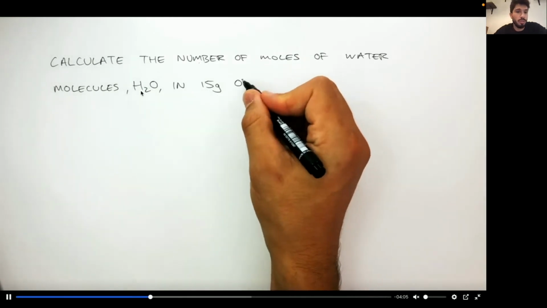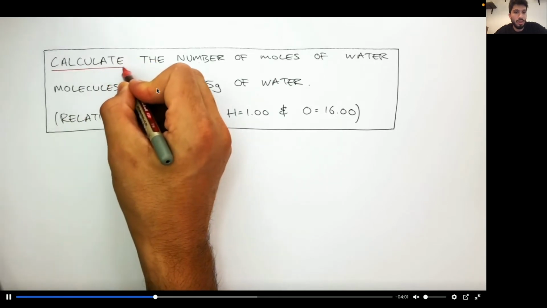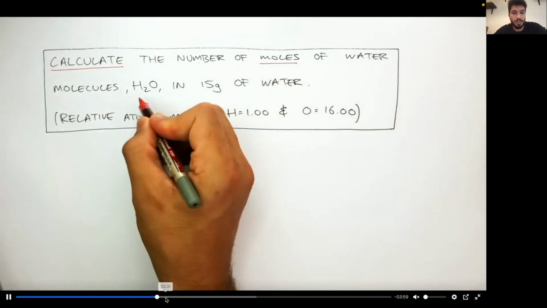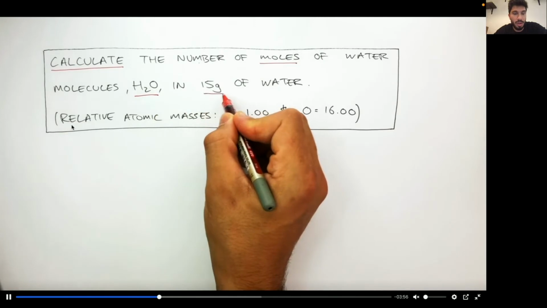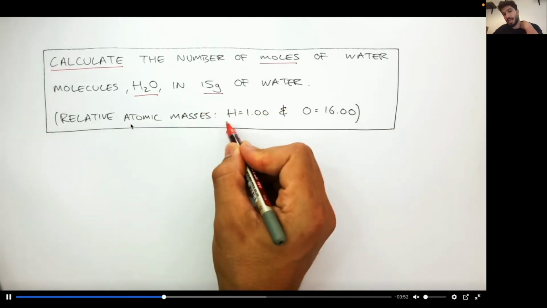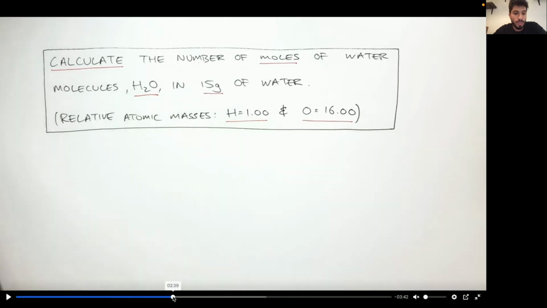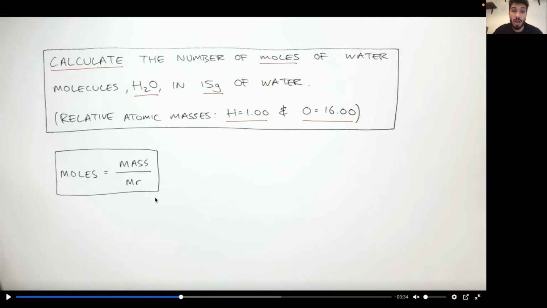And we're dealing with water molecules, H2O. Have we been given the Mr of water? No. We've been given the relative atomic masses. As we can see down here, we've been given the relative atomic masses. We have not been given the relative formula mass, but we have been given the mass in grams. So the first thing we always do is write down the equation. Moles equals mass over Mr. Number one, whether it's biology, physics, or chemistry calculations, write down your equation.